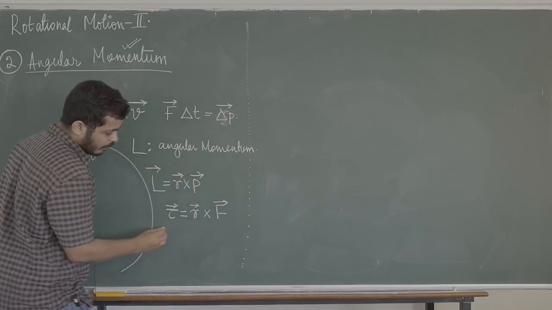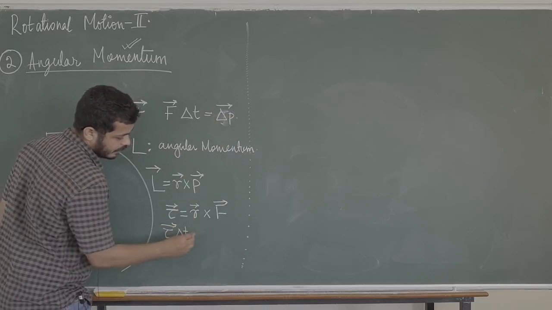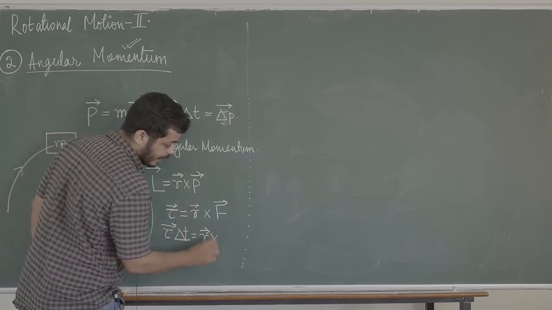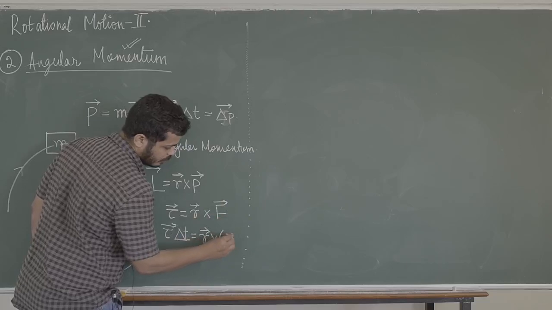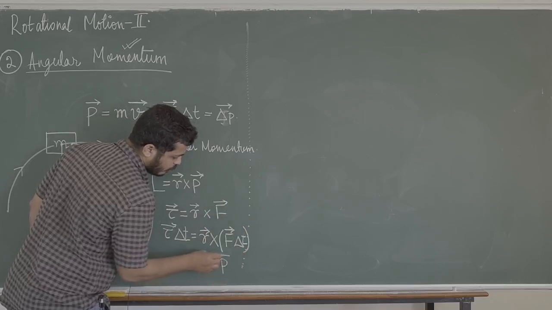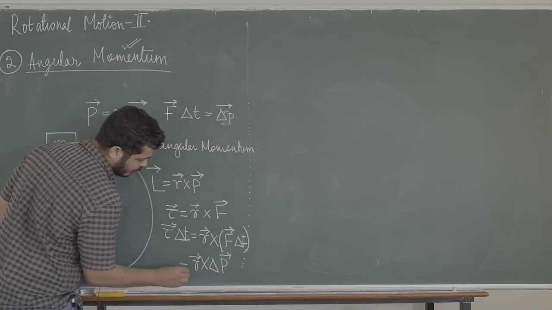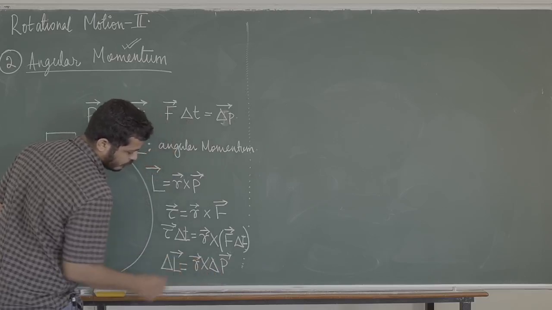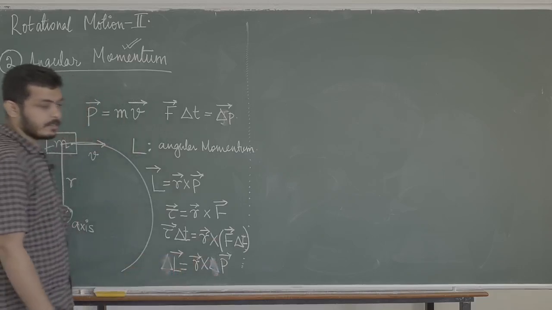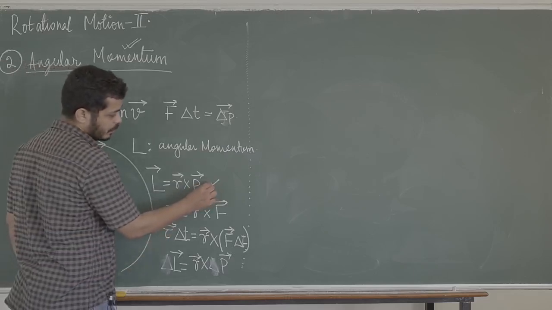The same way, if you apply torque for some time, so you have torque vector multiplied by delta t, then that is r vector. You cannot multiply distance with time, it doesn't mean anything, but you can multiply the force vector with time. So if you multiply force with time, you will get your momentum vector, you will get r vector, and on this side you will get L. So from here you can simply write that L vector is r vector cross P vector. So this is why angular momentum is r cross P.